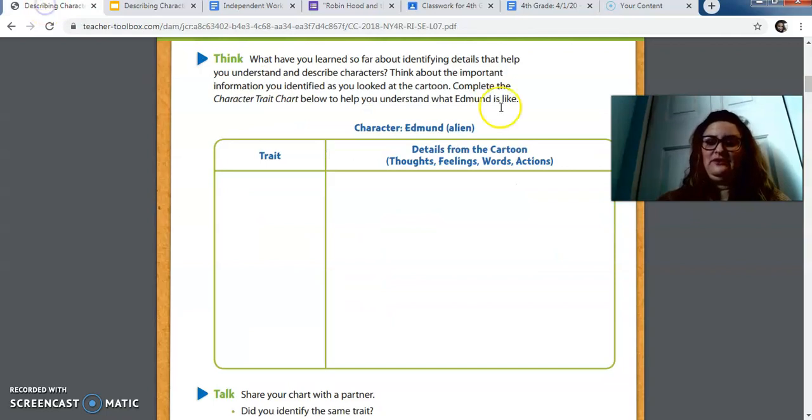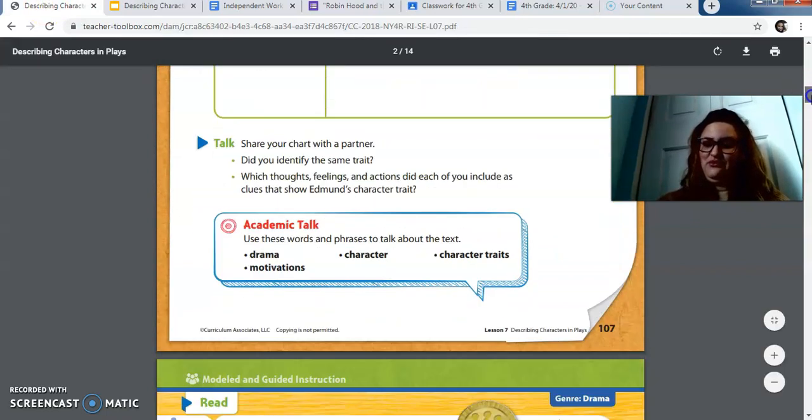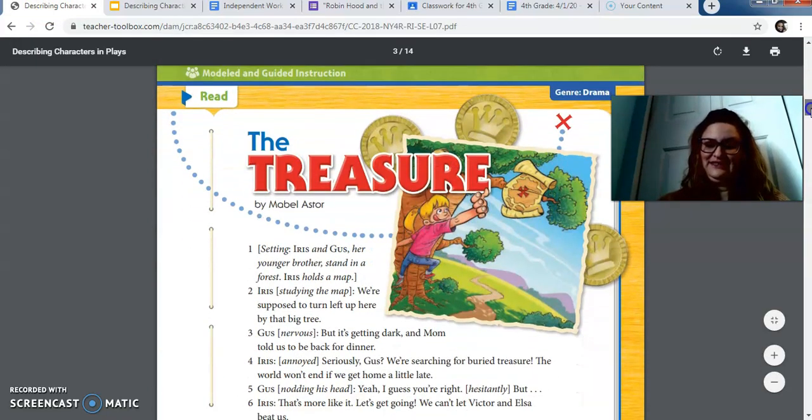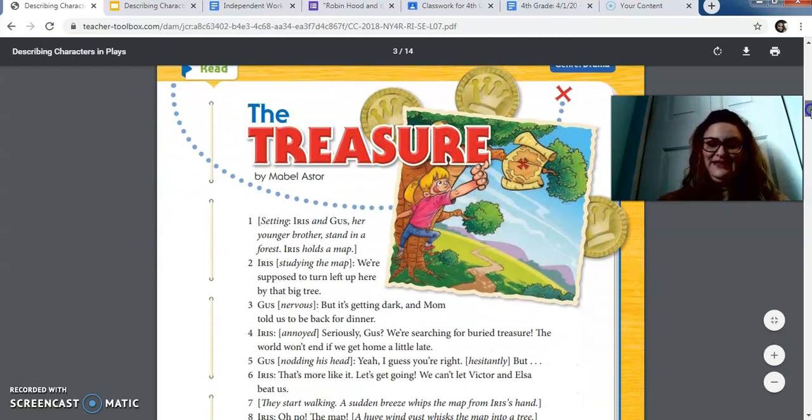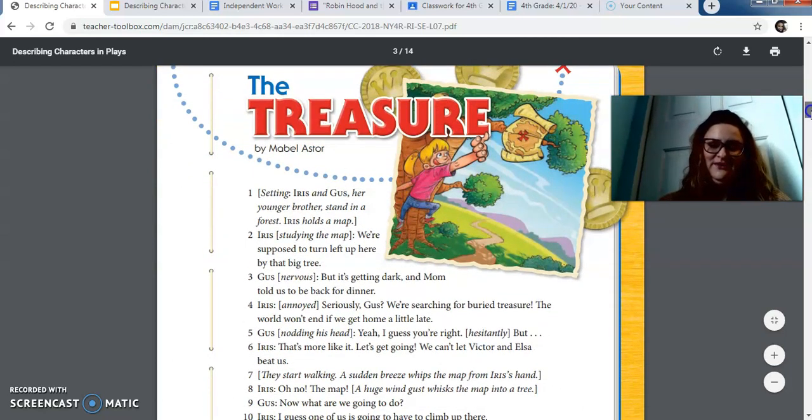So it's going to be a little bit interesting because I'm going to be reading both parts. I especially wish I was in school, so somebody could read this with me, but you could always read it with me too, as you follow along. Okay, so this is called The Treasure by Mabel Astor. So, setting, this is what we mean by stage directions, by the way. These are stage directions.